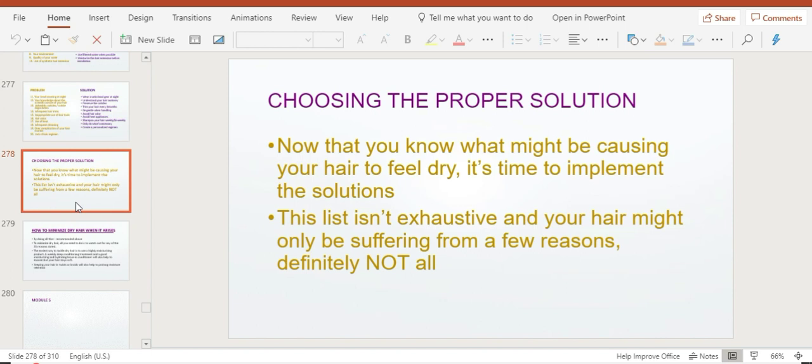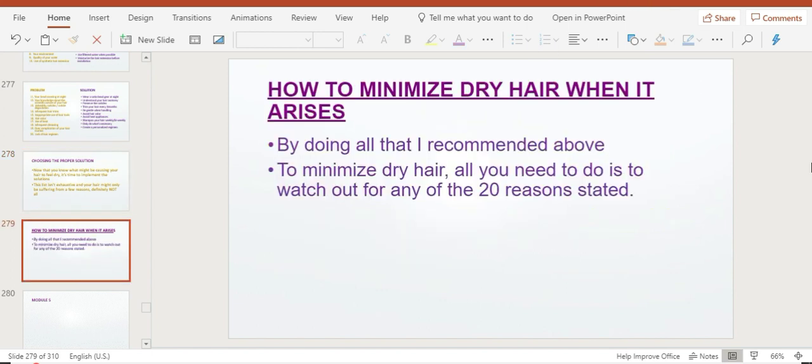All right, so how do you minimize dry hair when it arises? Now that we just went through this lesson, this module is so long, what you have to do is just watch out for any of the 20 reasons that I provided, and go and practice the solutions that I recommended for each problem. And then you can move on to the next tip and the next tip until you find the perfect solution. So just watch out for what might be going on.